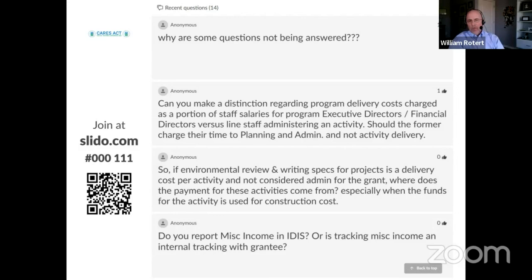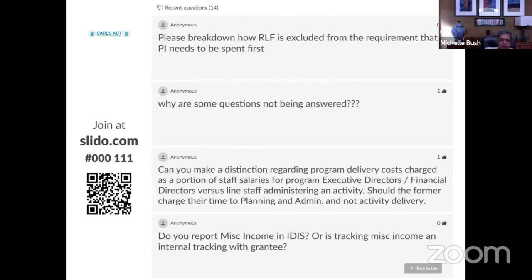Yeah, I would treat it the same way I would any activity delivery cost, Michelle. The cost is charged to that particular activity and not to your general admin and planning category. And the only thing to keep in mind is if for some reason that project were to not come to fruition and meet a national objective, those expenses would end up having to be reallocated over to the admin line. Good point.